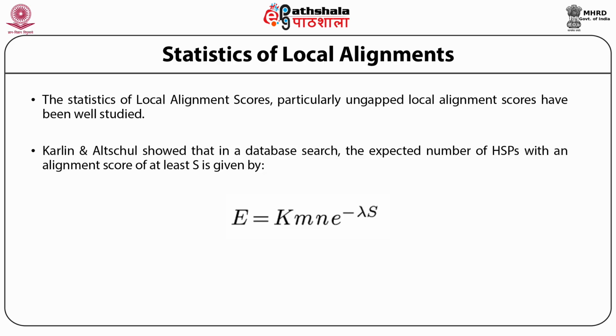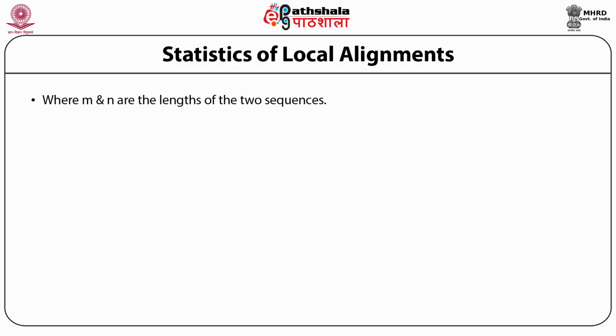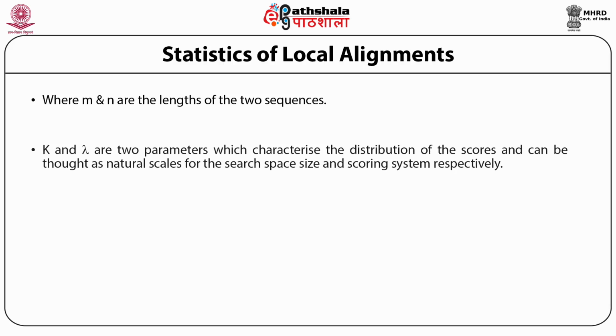K and M and N are constants, where M and N are the lengths of the two sequences being compared for the local alignment, while K and lambda are two parameters which set a scale for the E value and the distribution of the scores. K and lambda characterize the distribution of the scores, and can be thought of as natural scales for the search space. They depend mostly on the alphabet size, for DNA alphabets, for protein alphabets, and so on. Now these can be found out a priori and these numbers can then be used.